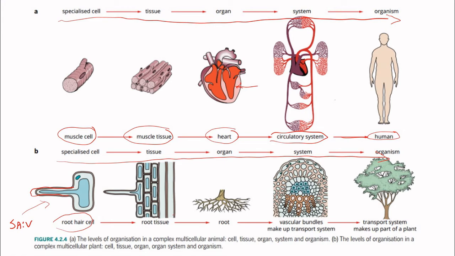So root hair cell makes up root tissue, which obviously make up the roots of the plant. Now, the roots of the plant are part of the vascular bundles that make up the transport system, so the phloem and xylem that go up the stem, and those transport systems make up a large part of that plant. So again, specialized cell, to tissue, to organ, system, and organism. This is the hierarchical system or structure that makes up multicellular organisms.